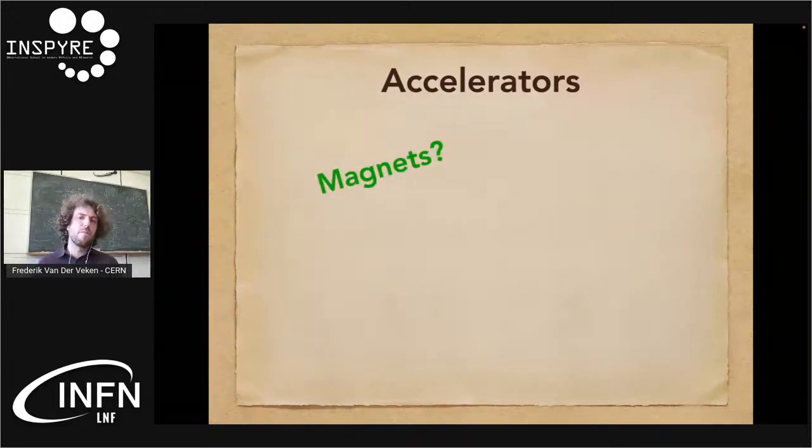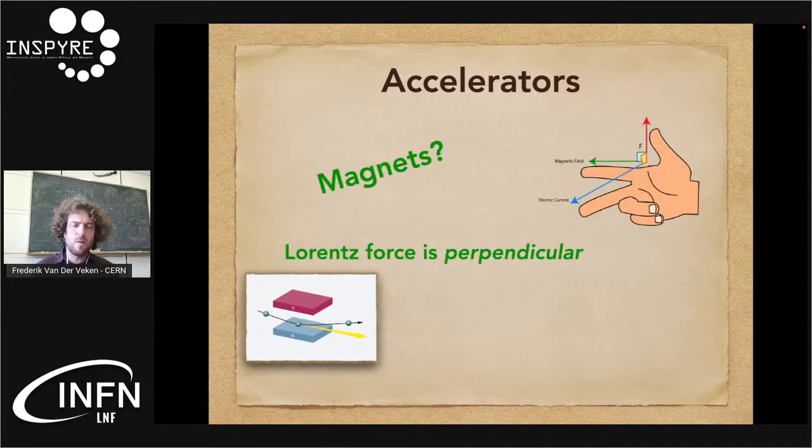So let's focus on the accelerating part. 9,000 something magnets, that's a lot. Now, maybe you've seen already, that's cool. Magnets, they have something like the Lorentz force, right? A charged particle moving in a magnetic field will be deviated.